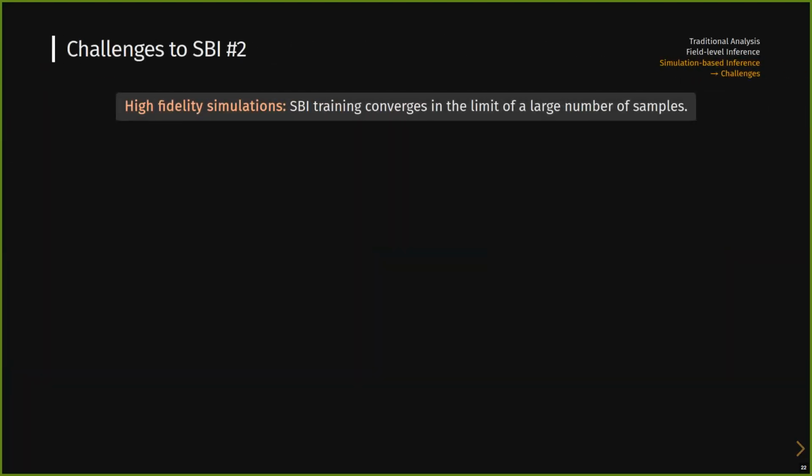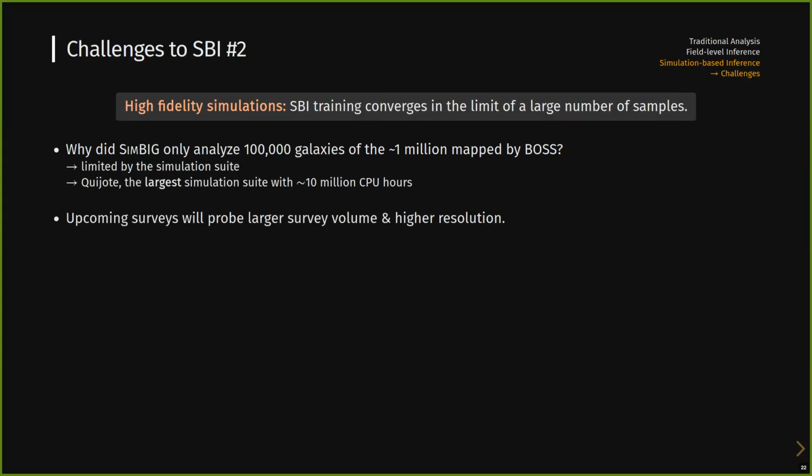The second challenge to SBI is that it converges only in the limit of having a large number of training data samples. Why is that a problem? Well, if you remember, SIMBIG only analyzed 100,000 galaxies, while BOSS mapped 1 million galaxies. And the reason for that was we were limited by the simulation suite. We used Quijote, which is the largest simulation suite available so far for this. It required 10 million CPU hours to run, which is a hefty investment. But still, it has only the volume to model 100,000 galaxies.